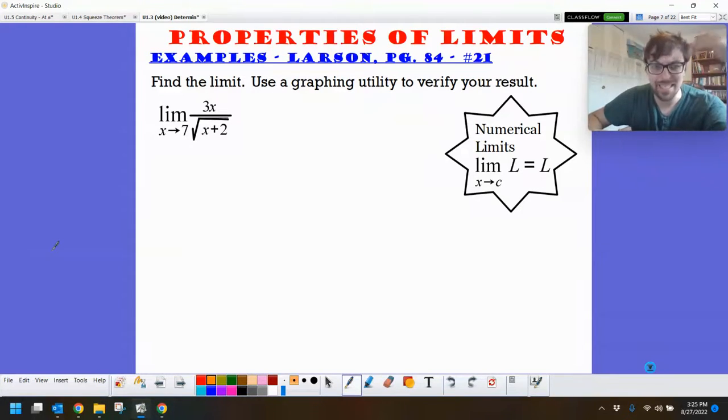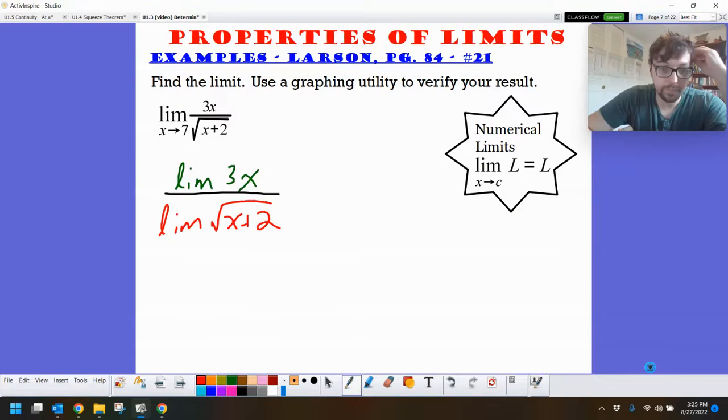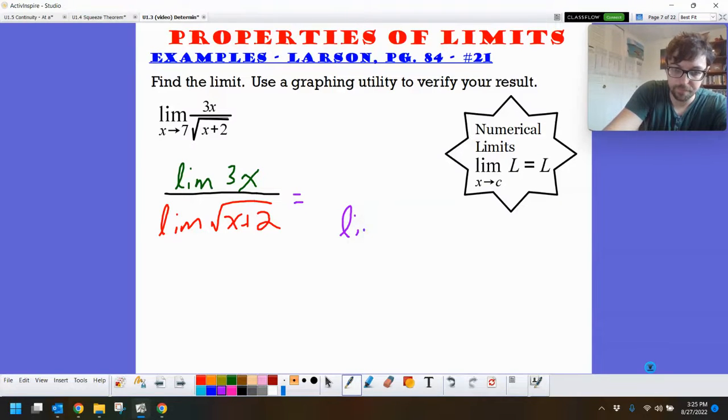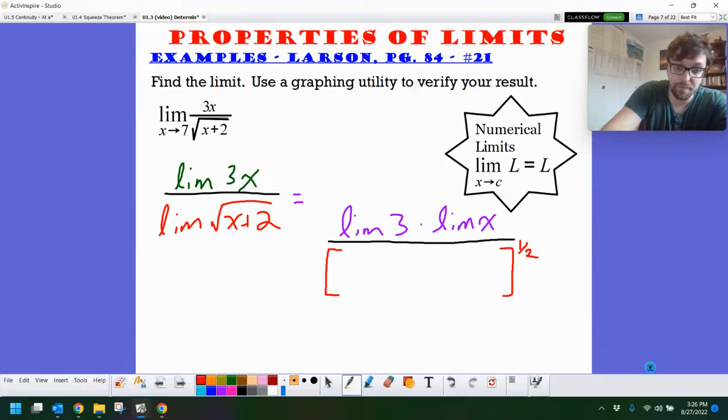So the first thing I see is I've got a fraction. So I'm going to break that up into two limits. Okay, so now I kind of want to break up what's going on with the top and the bottom. So the top, I've got a multiplication, so I'm going to break that up into two separate limits. On the bottom, we've got that square root. So that square root tells me that I can pull that exponent out, okay? So I'm going to make a big bracket with a 1/2 exponent, and then break up those two pieces that are inside of the limit.